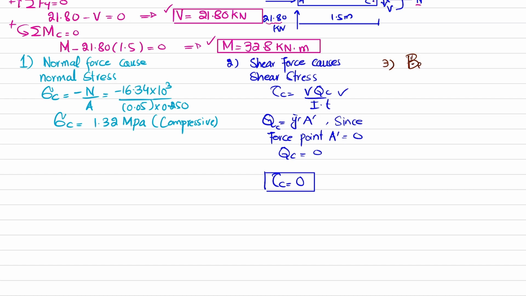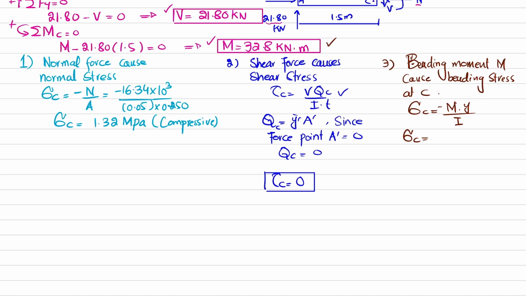So bending moment M causes bending stresses at C. And this bending stress, which is sigma C, is equal to minus M into Y divided by I. Clear? So what is M? M we have already calculated this. So bending stress will be equal to 32.8 into 10 raised to power 3. And what is Y? There is a negative sign.